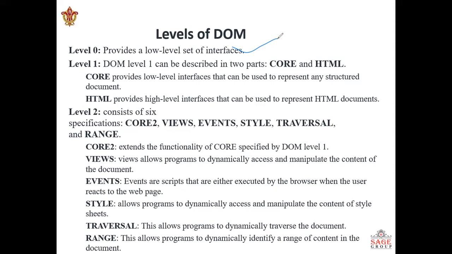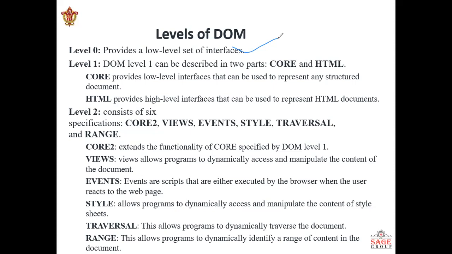Here I will tell you about the level 2 DOM. It consists of these six specifications: core 2, views, events, styles, traversal, and range. Core 2 extends the functionality of core specified in DOM level 1. I will explain them one by one here. So what are views? Views allow programs to dynamically access and manipulate the content of the documents.